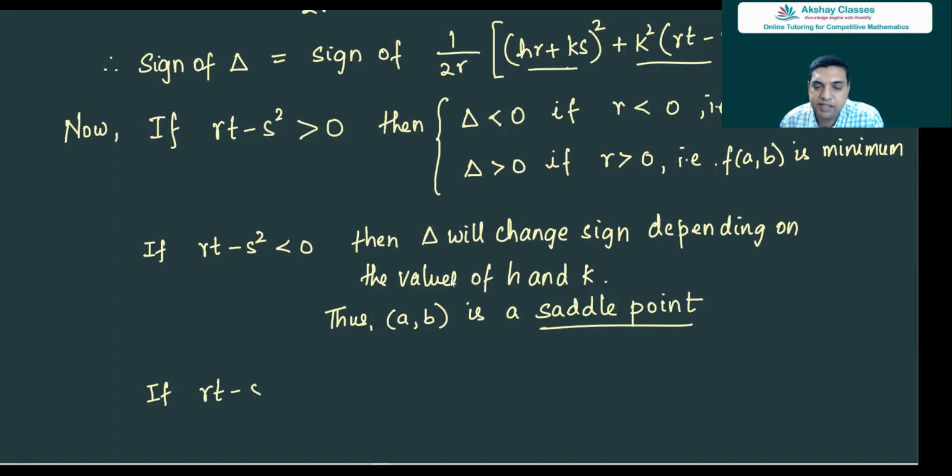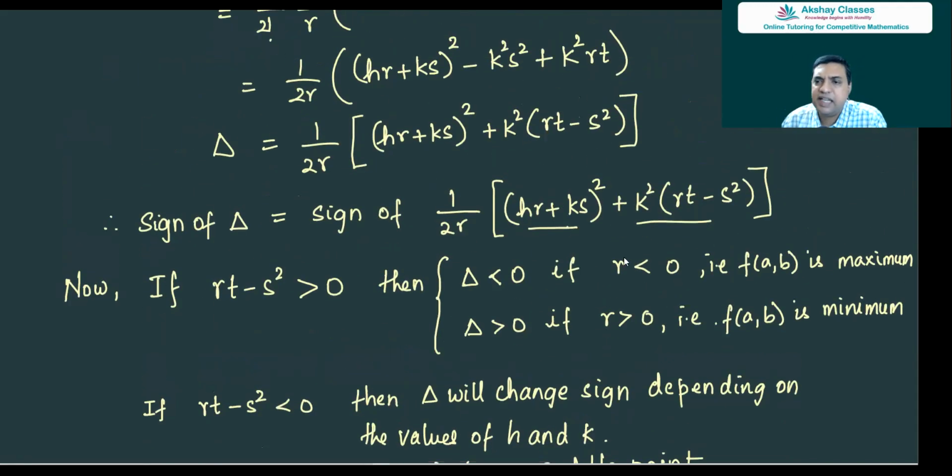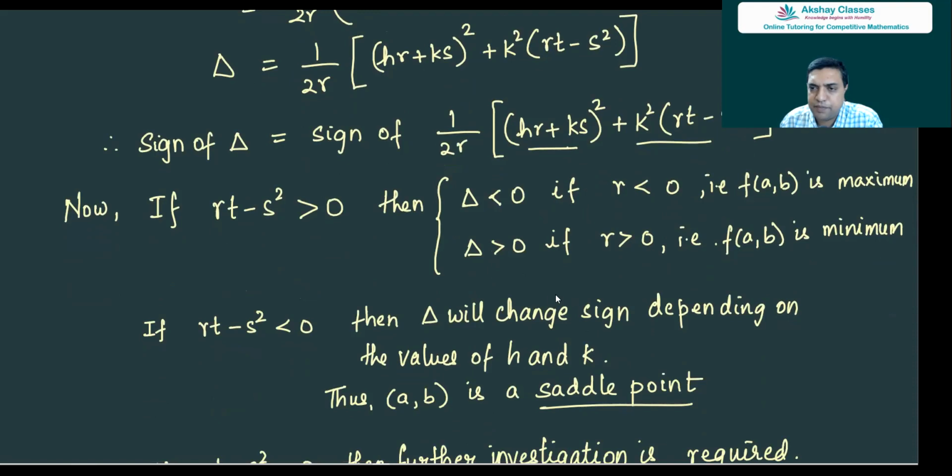If rt minus s square is equal to 0, then further investigation is required. It is like the second derivative test has failed. The same thing we can accomplish. Instead of r, we can use t also. Same thing we can accomplish if rt minus s square.